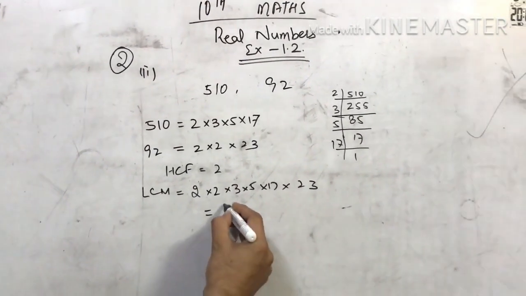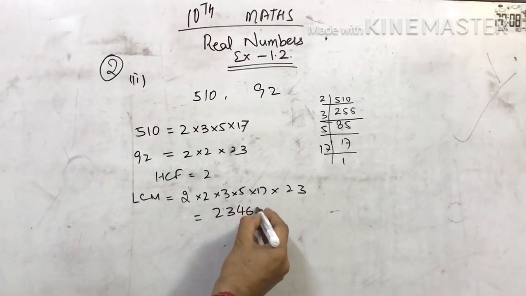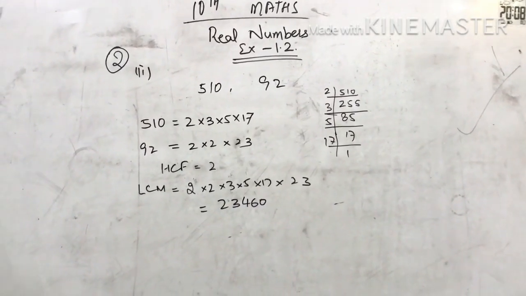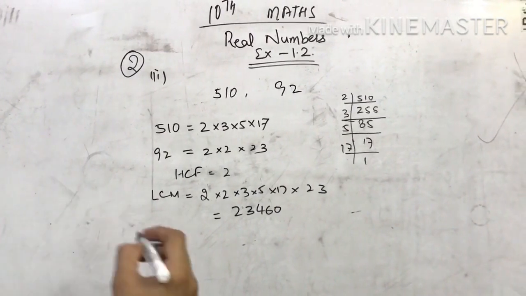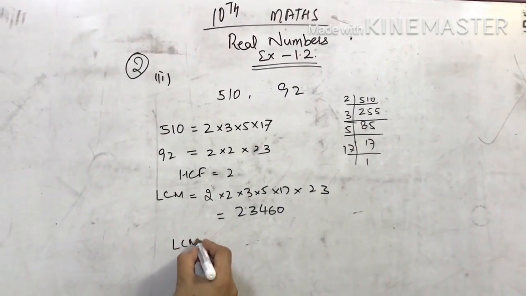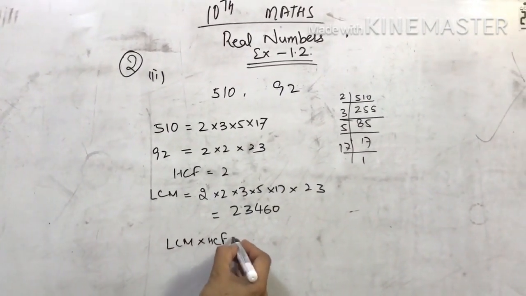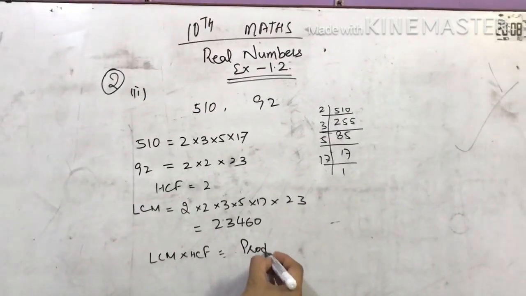So you will get a very big number, 23,460. That will be your LCM. Now you know HCF, you know LCM. You have to check, verify whether the formula is working or not. So LCM into HCF is equal to product of two numbers.